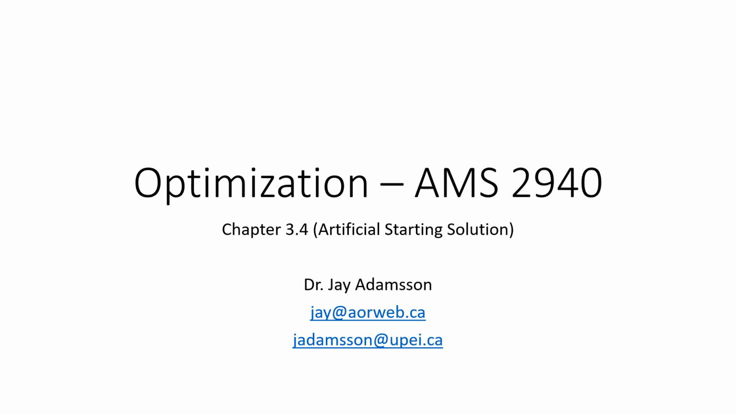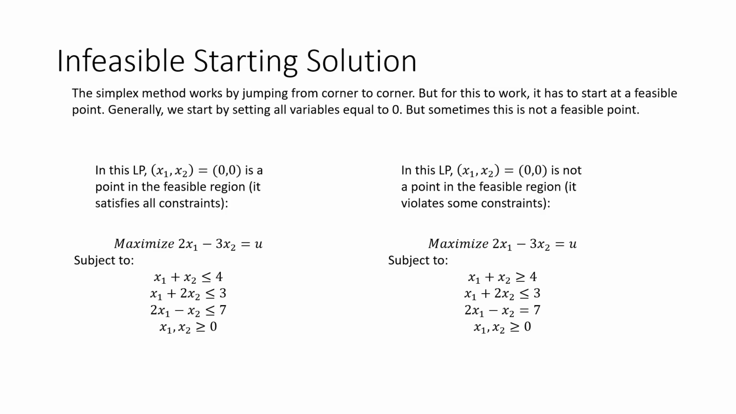So for this lecture, we're going to look at taking the simplex method a little bit farther and something called artificial starting solutions. Artificial starting solutions come into play when you need to find a starting point for your simplex method where the normal starting point doesn't work.